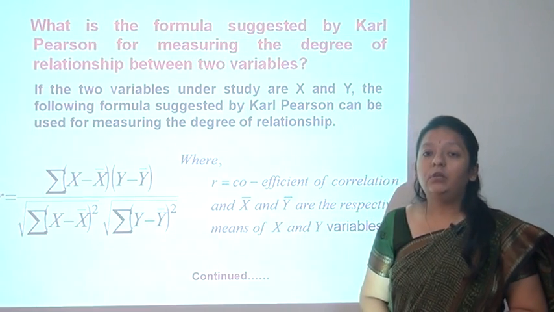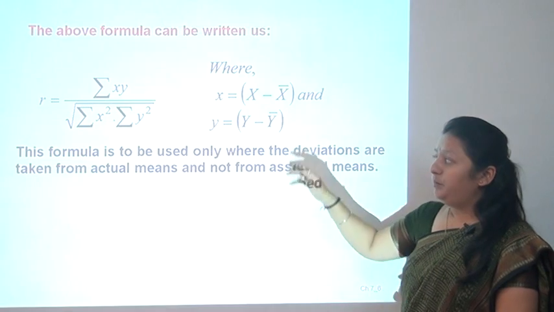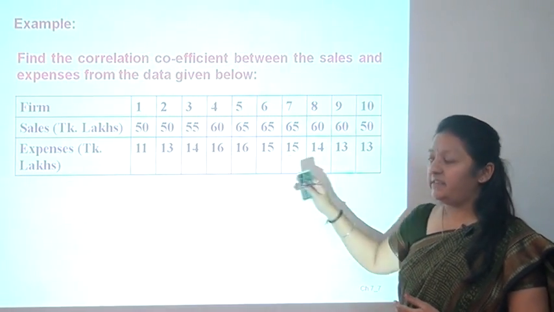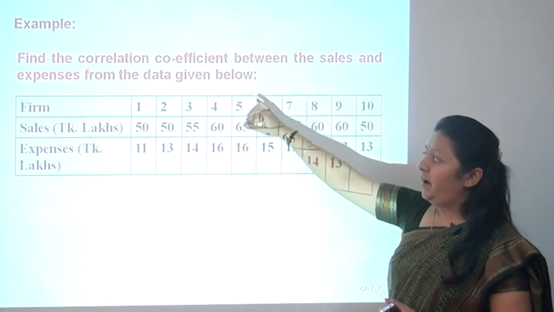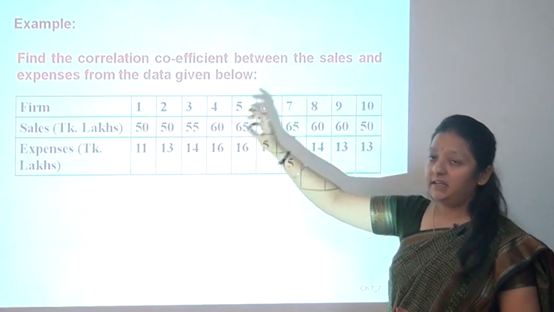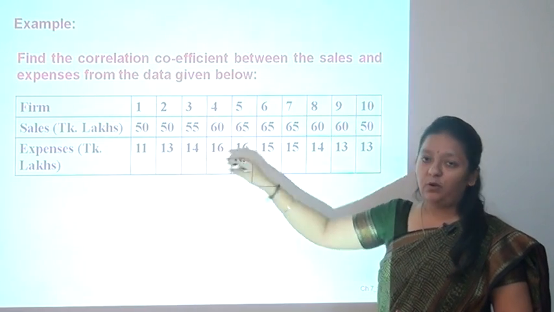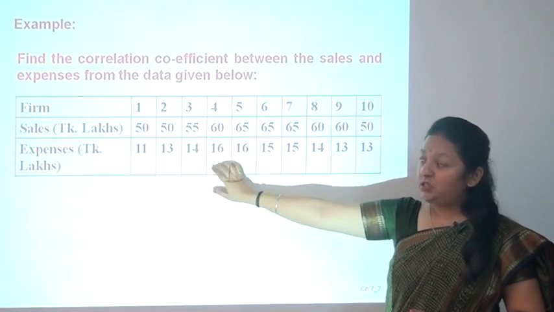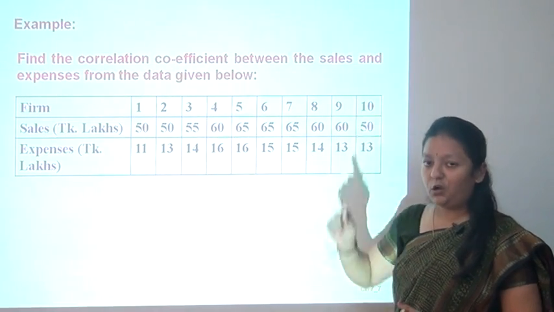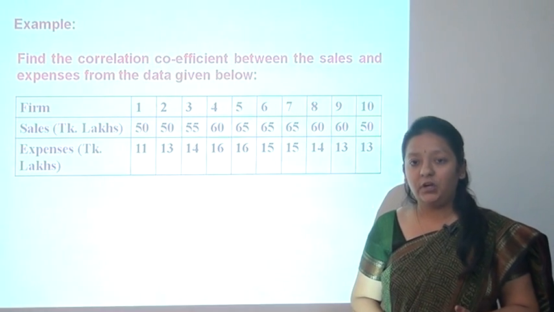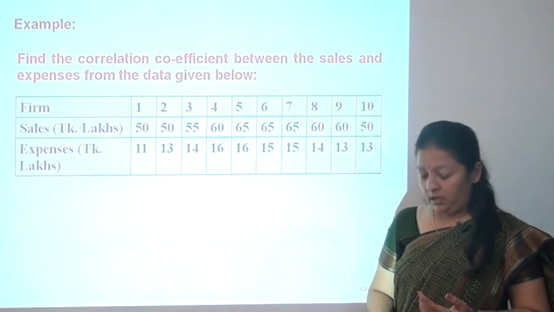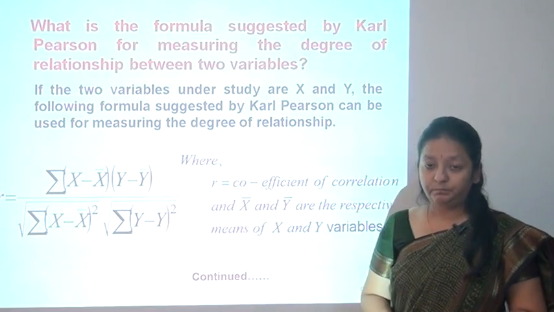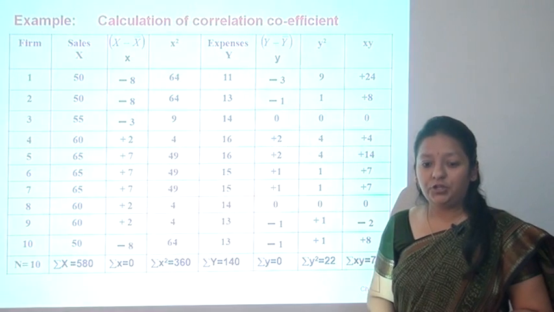Now we'll calculate one example for the above formula. The example is: find the correlation coefficient between sales and advertisement expenses from the data given below. We have the values of sales and expenses for 10 firms. We can calculate the coefficient of correlation with the help of the formula we discussed in the previous slide. Now we'll go for the calculation.